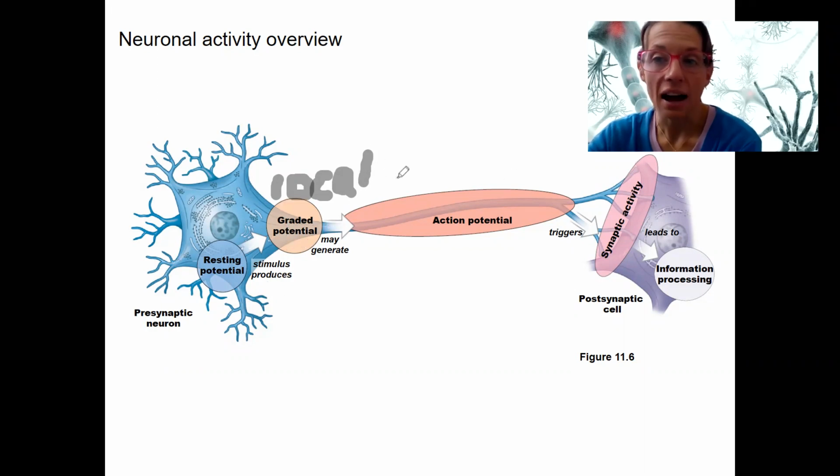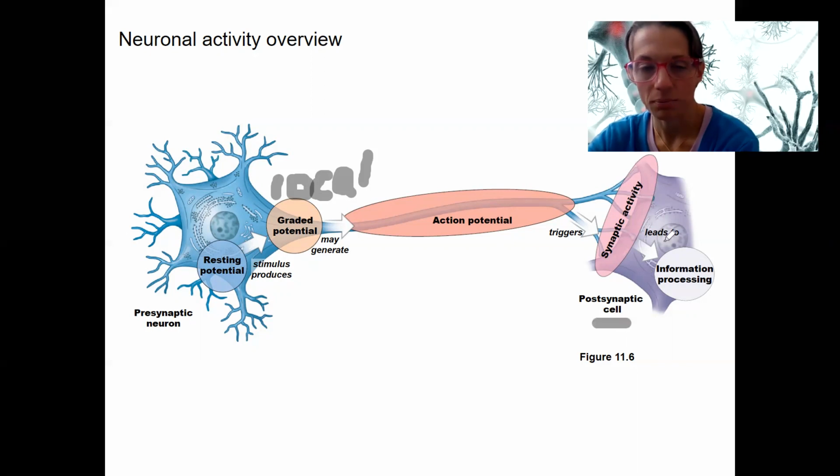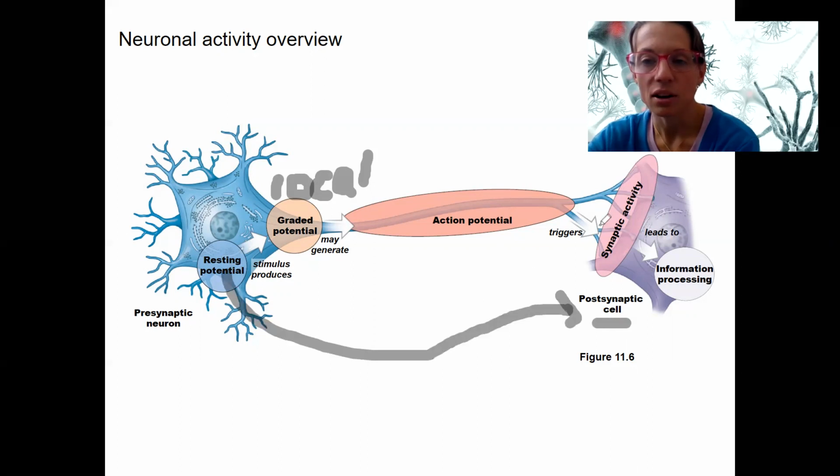We're then going to get into the action potential, which is that electrical signal that travels down the axon and causes synaptic activity, causes neurotransmitter release. Neurotransmitter release leads to activation or inhibition of another cell or neuron. At this point, we'll talk about graded potentials again. Remember, this postsynaptic cell here is at rest at first, so it also has a resting potential. And then a stimulus to it can cause a graded potential.